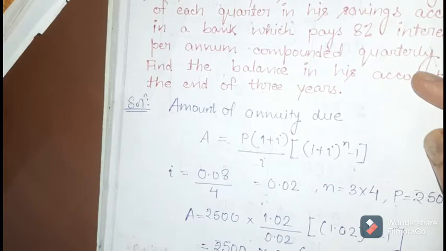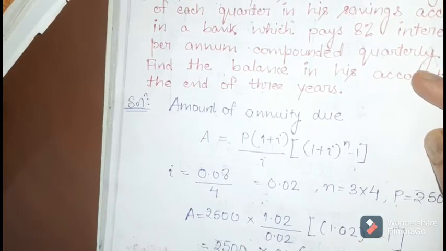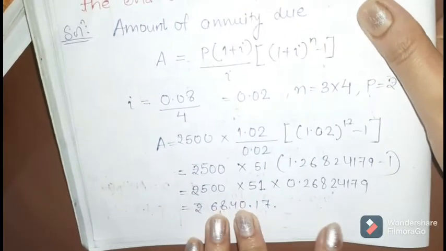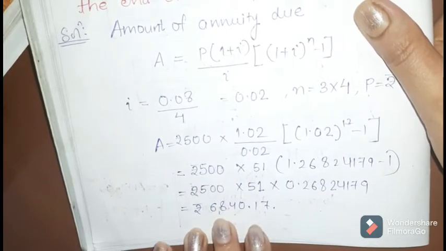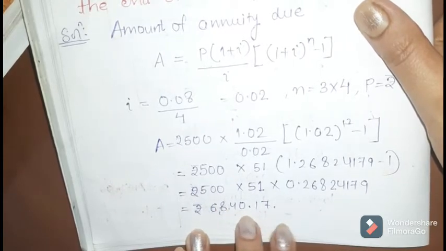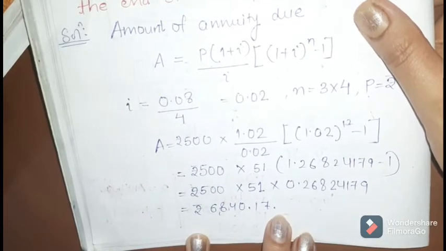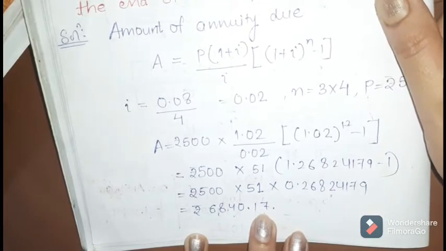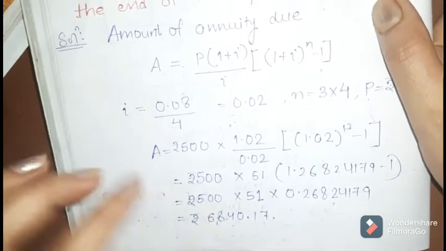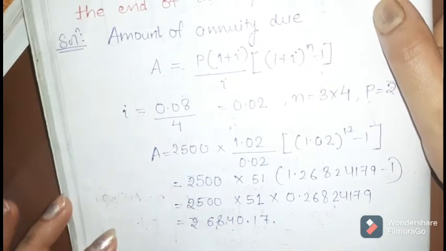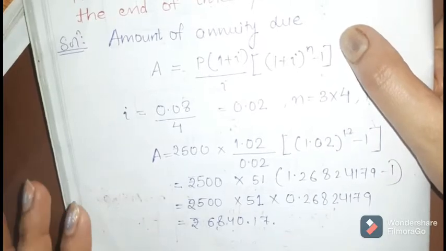In the last class I gave you the table of annuity. From there you have to find the value of 1.02 to the power 12. So we get 1.26824179 from the table. And after calculation the final amount is 6840.17. This is the amount that will be in his savings account after 3 years, right? So in this way we have to find the annuity due, meaning the amount of annuity due.